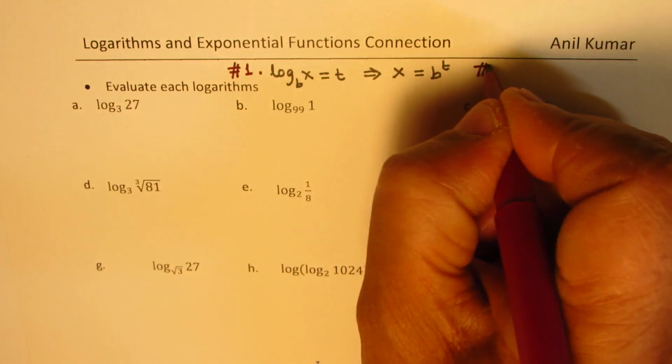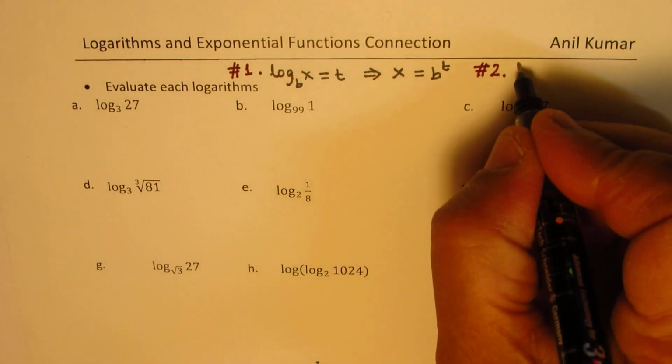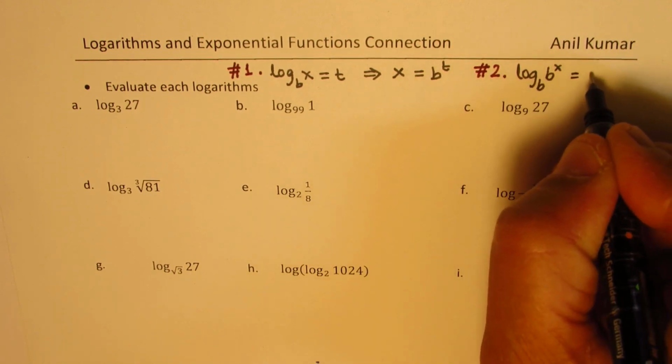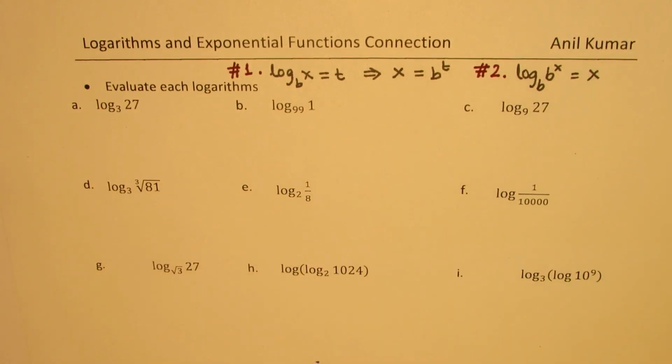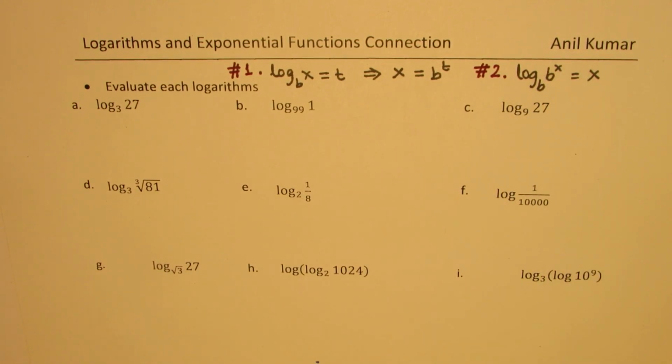In method number 2, what I'm going to do is use one of the properties which we learned, and that is log to the base b of b to the power of x is basically equal to x, right? So this is the second strategy. So both are excellent methods of solving such equations. You could adopt any one of them. Perfect, right? So that is the whole thing. So you have to make the same base and then compare exponents, right?